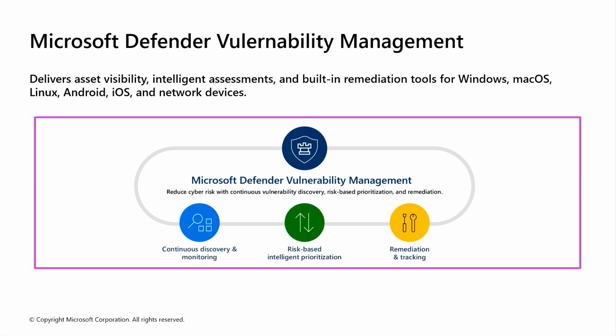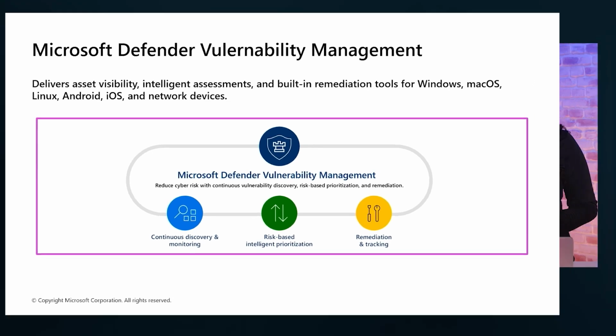It works by constantly discovering and monitoring assets even when devices are not connected to the corporate network, and assessing them for known vulnerabilities and misconfigurations. Using Microsoft Threat Intelligence, it applies a risk-based approach to prioritize what matters most, highlighting vulnerabilities that are actively exploited or pose the greatest risk to high-value assets.